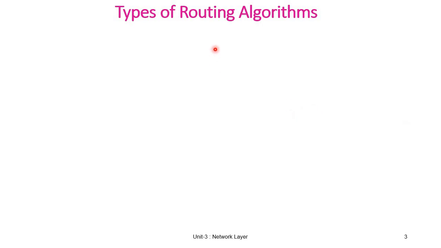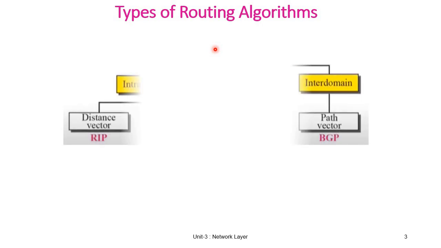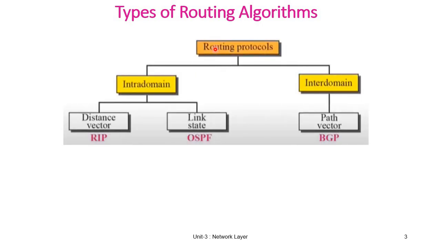Right, now we are going to see what the types of routing are. Routing is divided into intra-domain and inter-domain. Now we are going to see the intra-domain first. Intra-domain is divided into distance vector as well as link state, whereas inter-domain is divided into path vectors. But again, this distance vector is going to give more information about RIP.